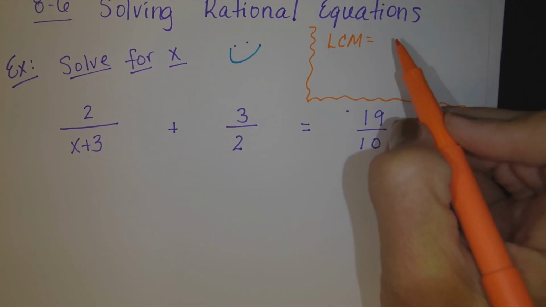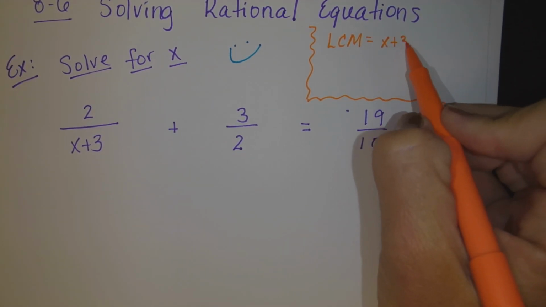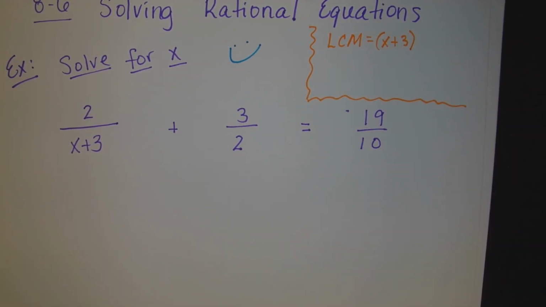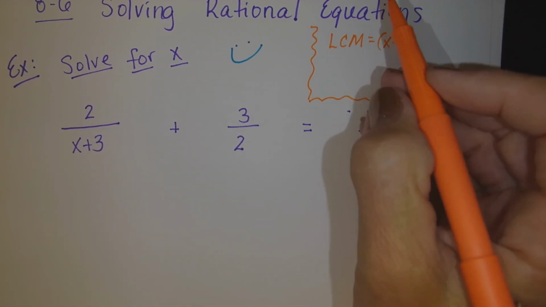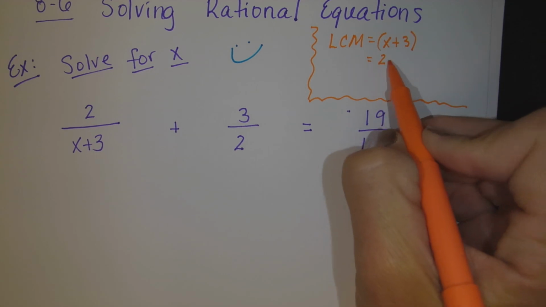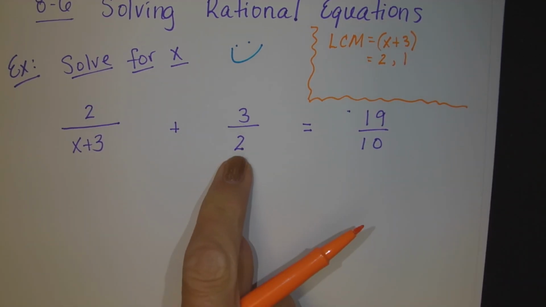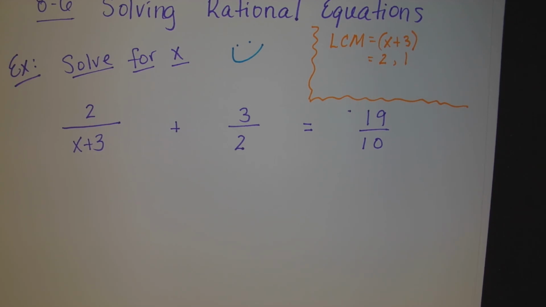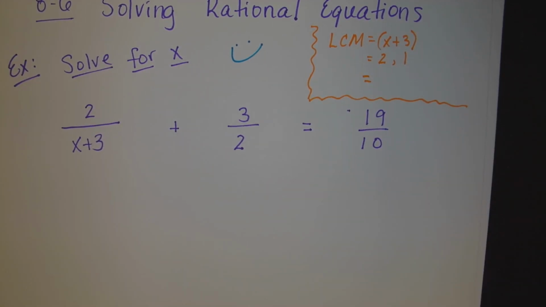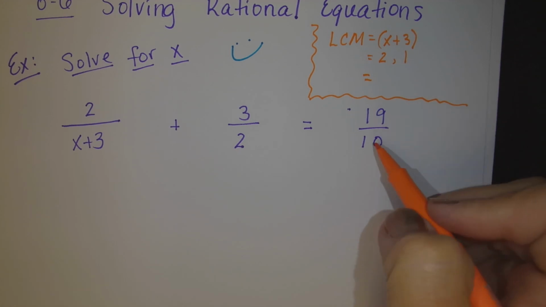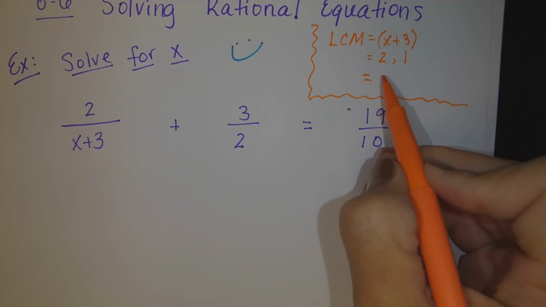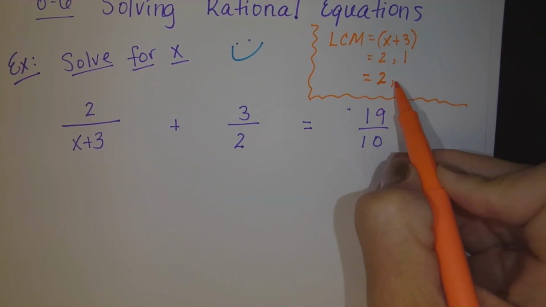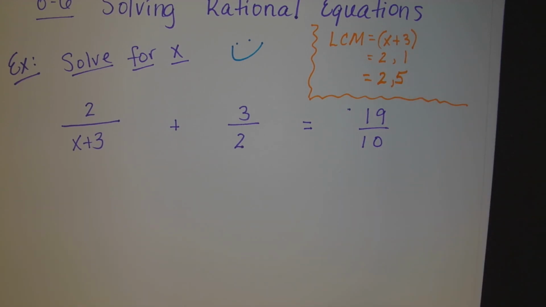This least common multiple is simply x plus 3. If it helps you, put parentheses around it. That's it. Okay? There's nothing you can do with that. We're going to move on to 2. The only factors of 2 are 2 and 1, right? Y'all okay with that? And prime factorization of 10. 10 has only 2 factors as well besides 10. They are 2 and 5.